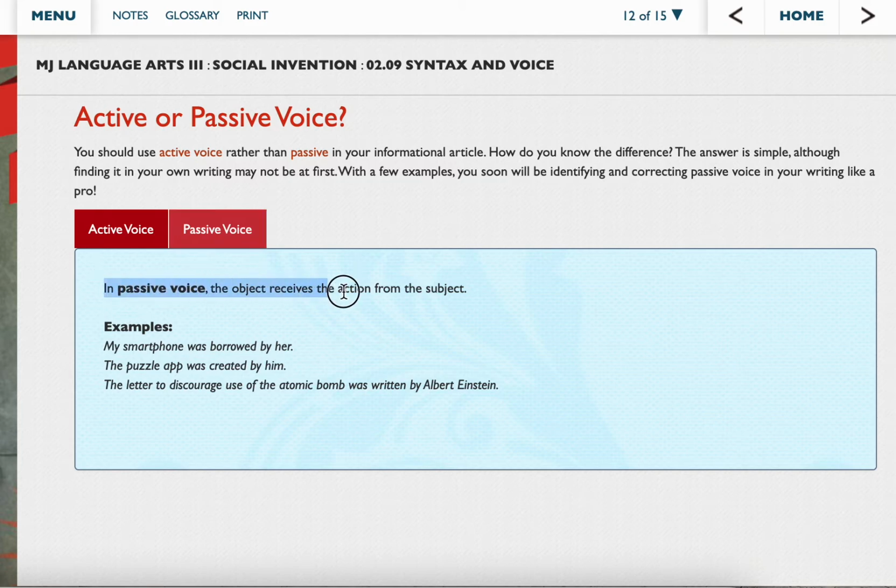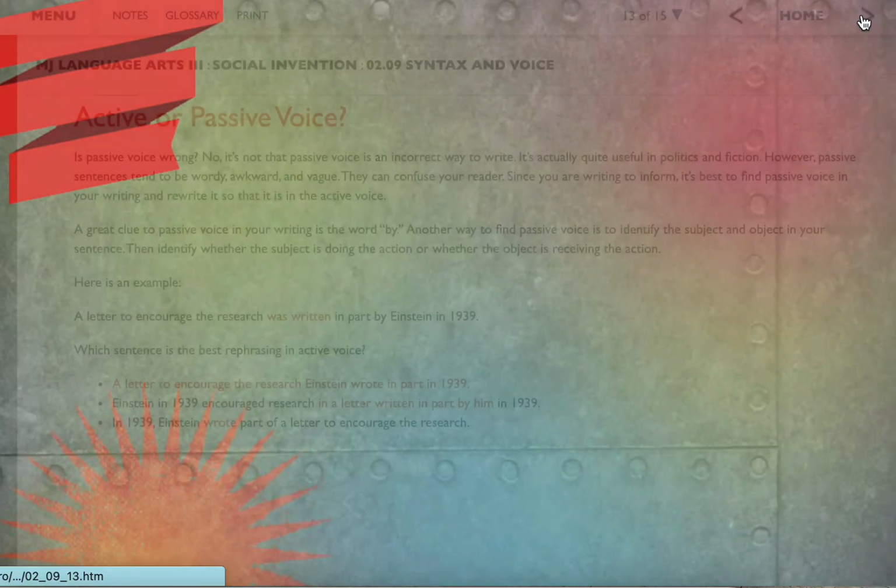Passive voice. In passive voice, the object receives the action from the subject. My smartphone was borrowed by her. The puzzle app was created by him. The letter to discourage the use of the atomic bomb was written by Albert Einstein.